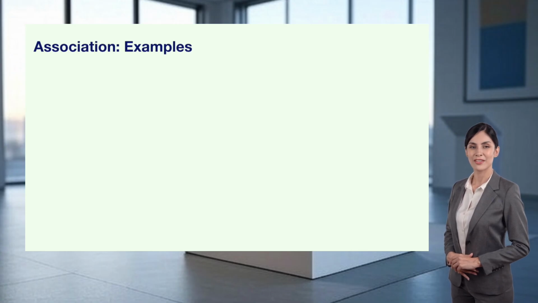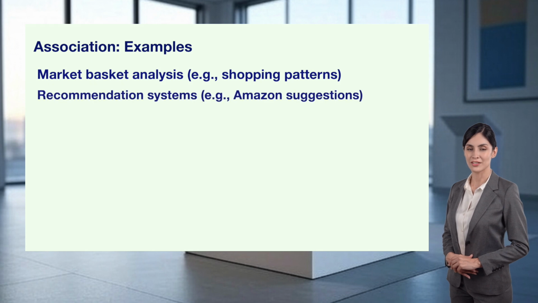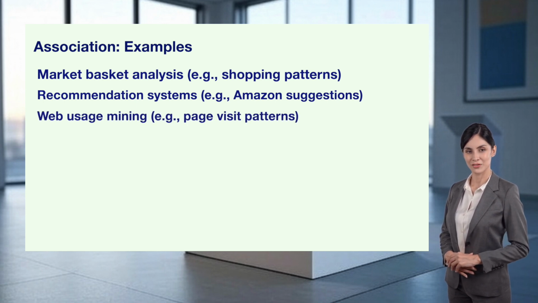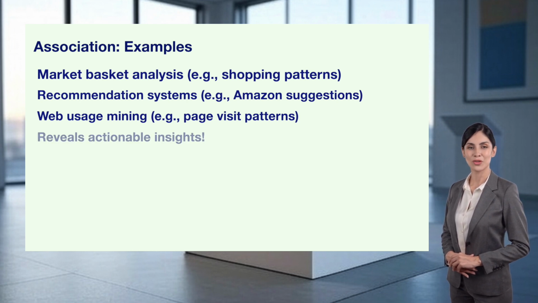Association has practical examples in many areas. Market basket analysis finds shopping patterns like customers buying diapers and baby wipes together. Recommendation systems, like Amazon's frequently bought together suggestions, use association to recommend products. Web usage mining identifies patterns in page visits, such as which pages users visit together. Association reveals actionable insights that businesses can use to improve their strategies. It's a powerful tool for understanding relationships in data.